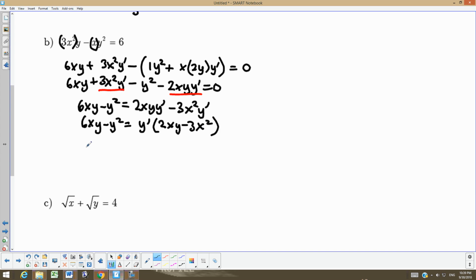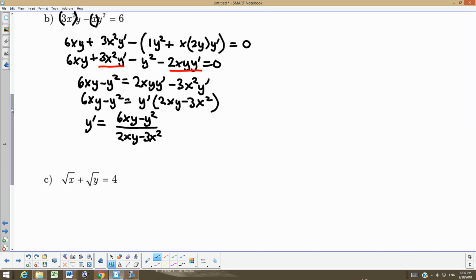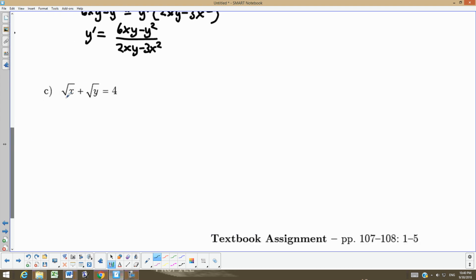And then it's just a matter of dividing now, right? So I'm just going to switch sides here. So y prime is equal to 6xy minus y squared all over 2xy minus 3x squared. Okay. So again, applying product rule, applying chain rule, factoring out the y prime once you've grouped those two terms together, and then isolating y prime. Okay, so we'll do this one more time here.